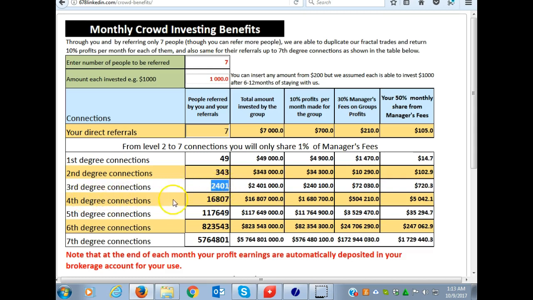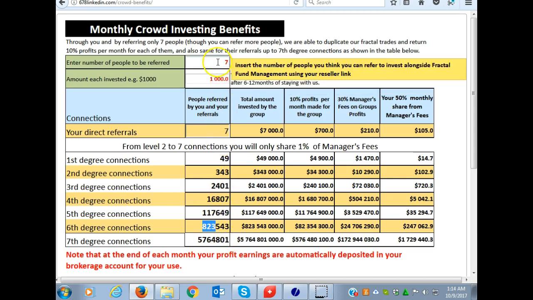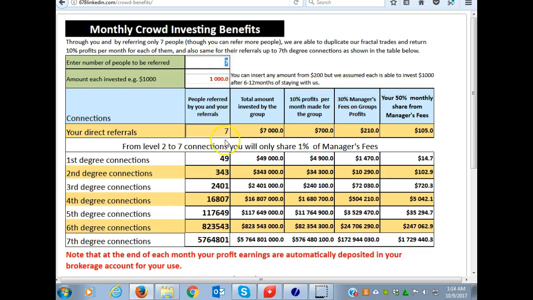2,401. In your fourth connections, your connection will increase to about 16,000. In your fifth degree connections, it will increase to 117,649. By the time your connection gets to 6th degree connections, you will have about 823,543 people under your connections. And by the time they get to the 7th connection, you will have 5.7 million. That is 5,764,801 people. Just by referring 7 people, and each of those 7 people refers 7 people from one level to the other.